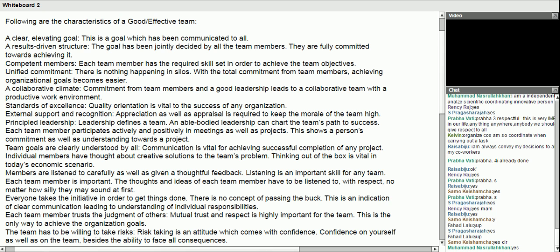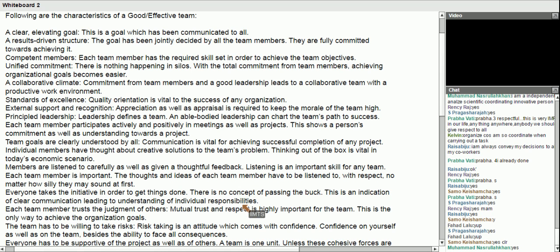So if a leader wants to build a very strong team, he has to listen to each member. Each member is important. Each member's work is important. So he has to listen to everyone. Everyone takes the initiative in order to get things done. There is no concept of passing the buck. There is an identification of clear communication leading to understanding of individual responsibilities.